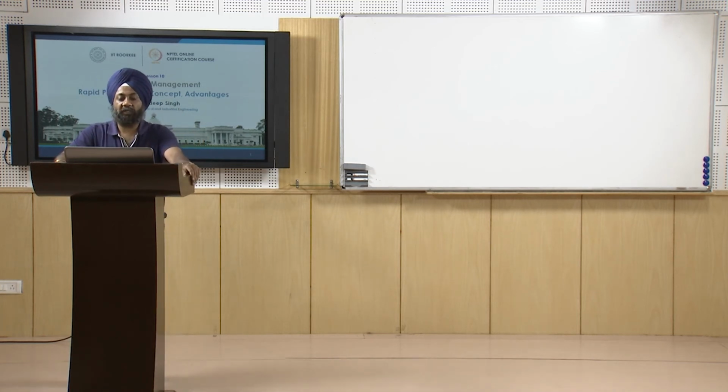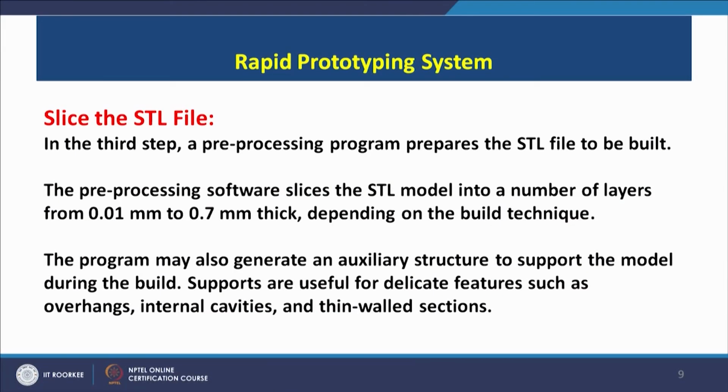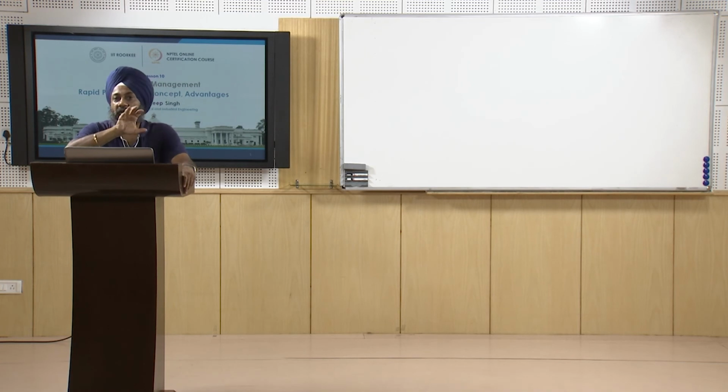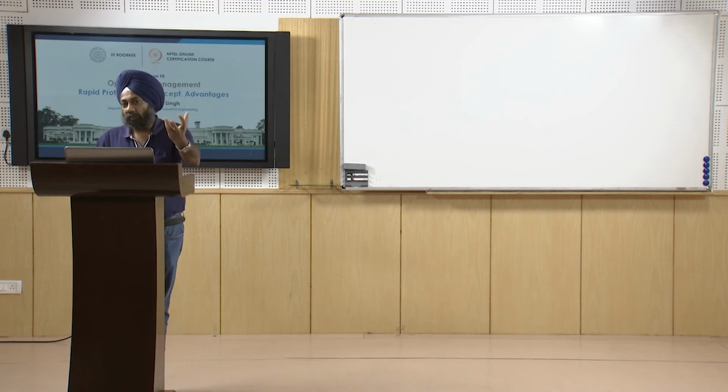The program may also generate an auxiliary structure, as I have told earlier, a support structure to support the model during the building process or during the fabrication process. Supports are useful for delicate features such as overhangs, internal cavities and thin walled sections. So once your prototype is being fabricated, there may be certain sections which may require some additional support during fabrication, and this support is provided by the auxiliary material, which I have told you earlier can be wax, which later on can be removed, and then you get your actual prototype. So this is the third stage.